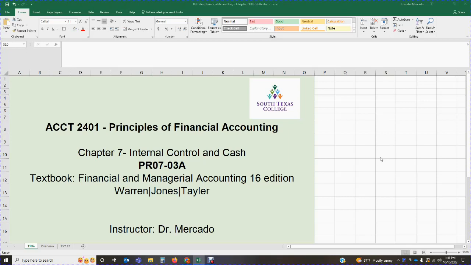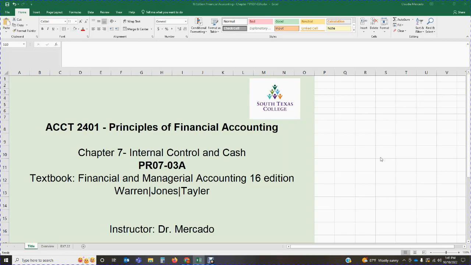Now, in this particular lecture, I'm going to be covering Problem 7-3A. This is a very important problem because you are going to see something very similar to this on your upcoming exam, which is the completion of a bank reconciliation. You're going to be provided data and, utilizing the data provided, you're going to have to complete a bank reconciliation, okay?